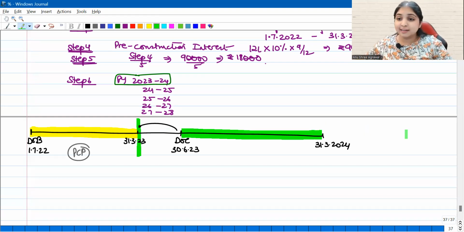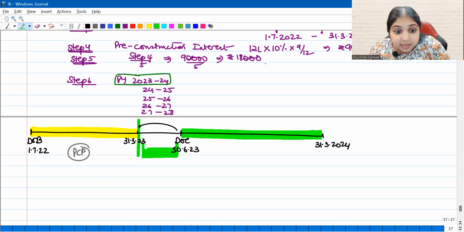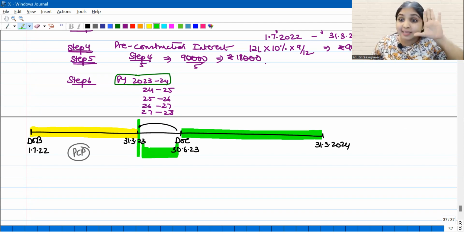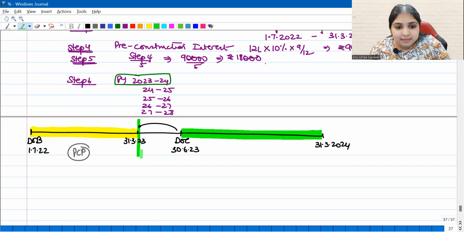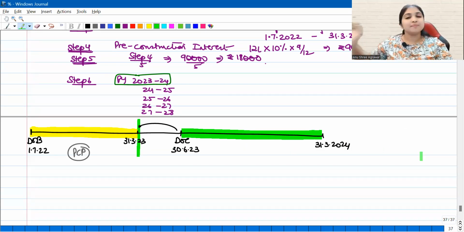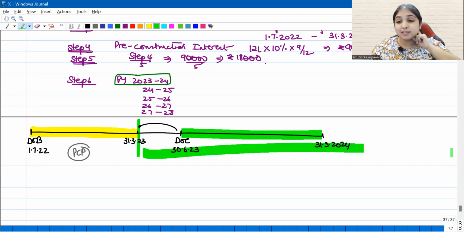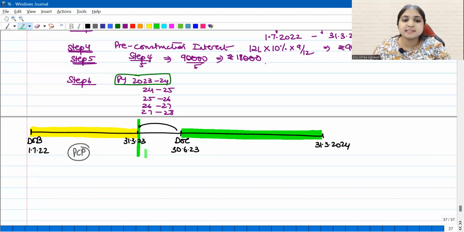this point onwards, your entire interest is going to be current year interest. There may be a possibility that a part of this period construction is still going on. That possibility is there, but still, this point onwards, it's going to be current year interest. That is the reason why we don't call this post construction interest. We call it current year interest. Tell me, is everybody clear?